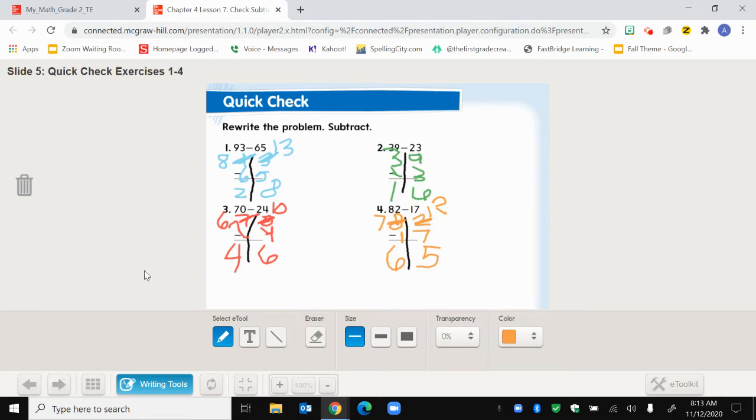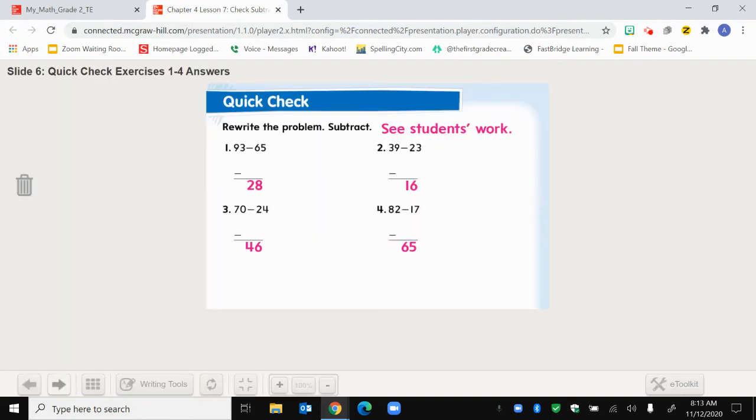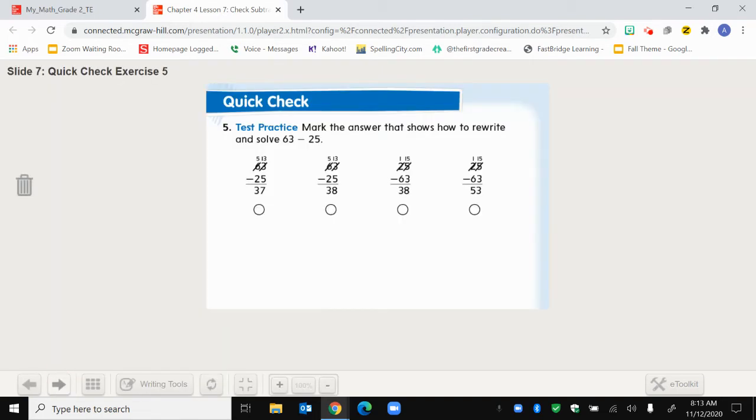All right, let's check our answers. 28, 16, 46, 65. Woo, we got them all right. All right, it says, mark the answer that shows how to rewrite and solve 63 minus 25.